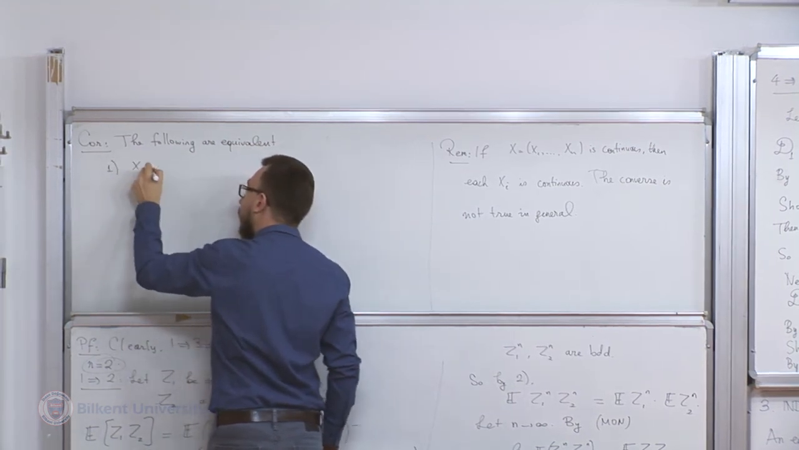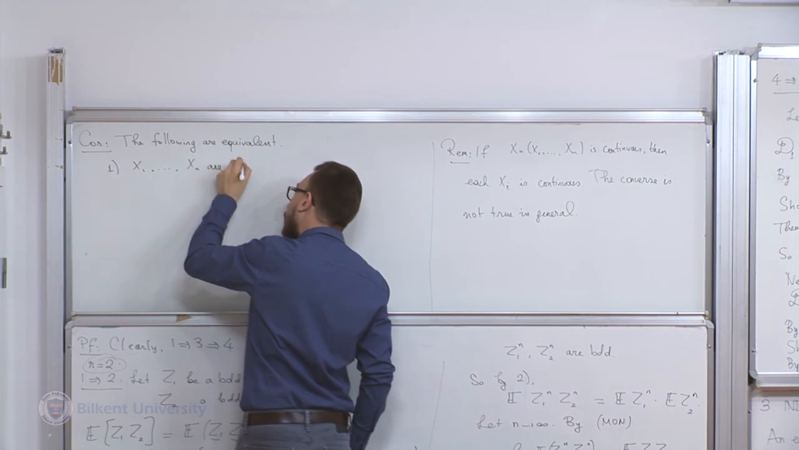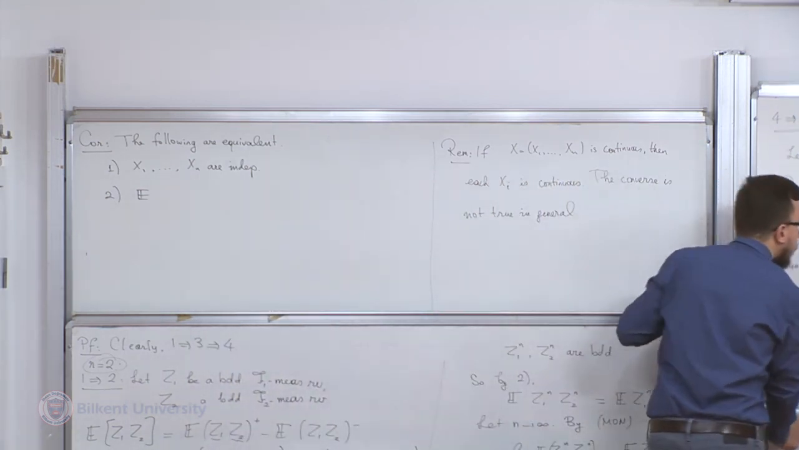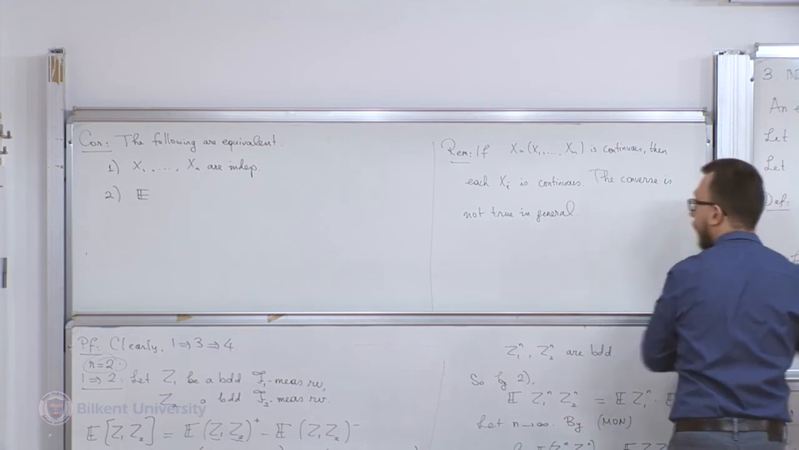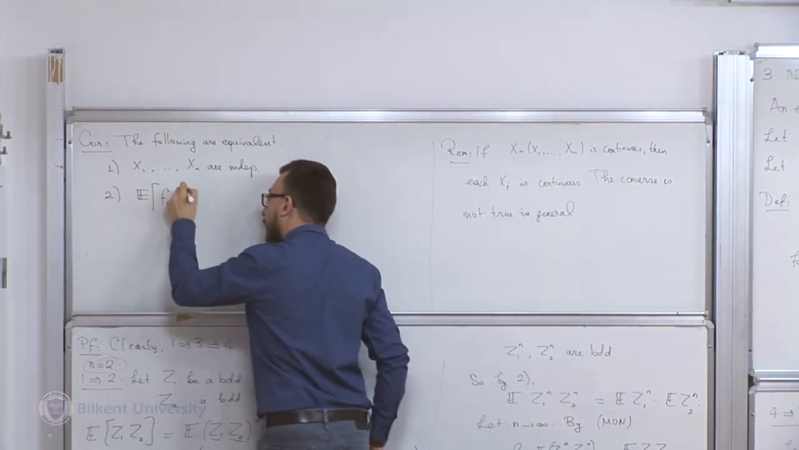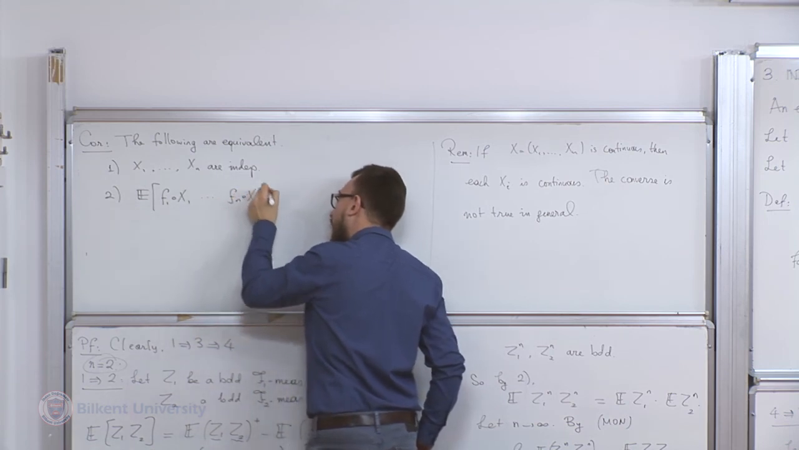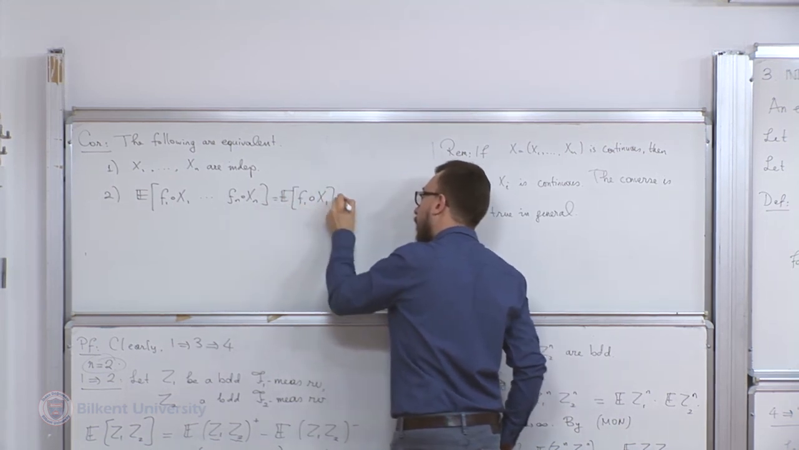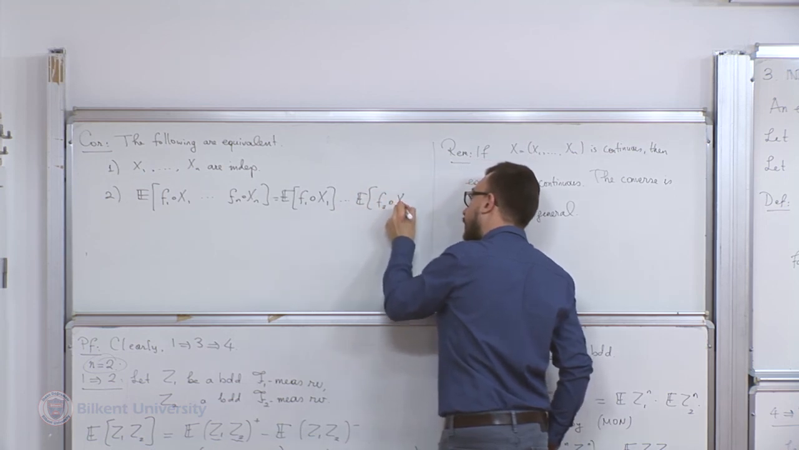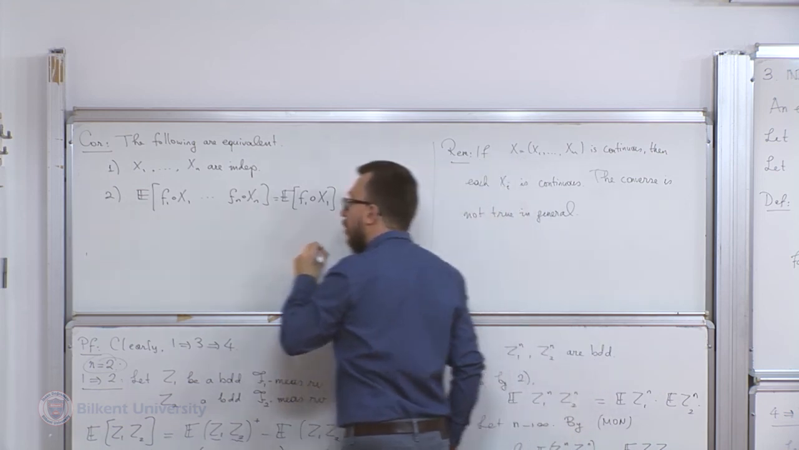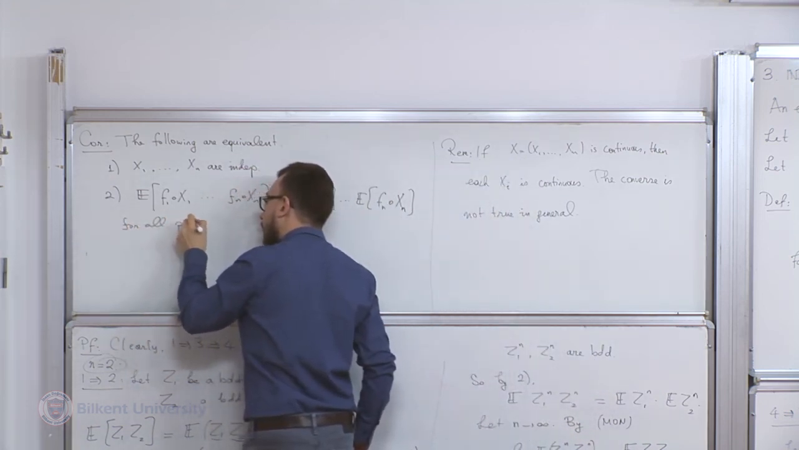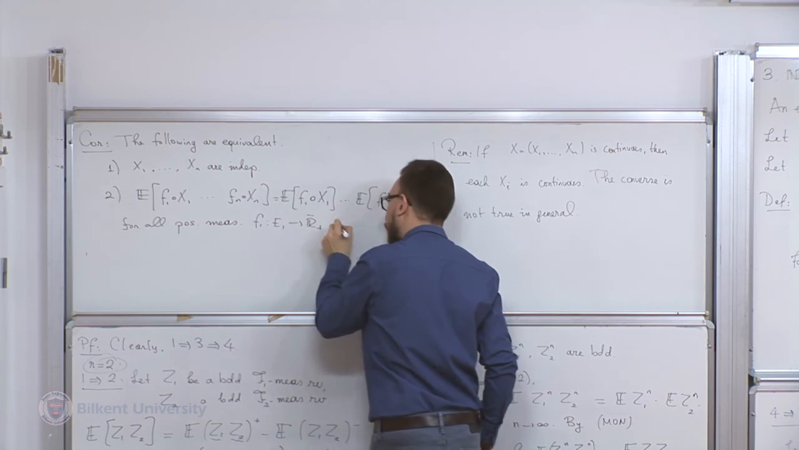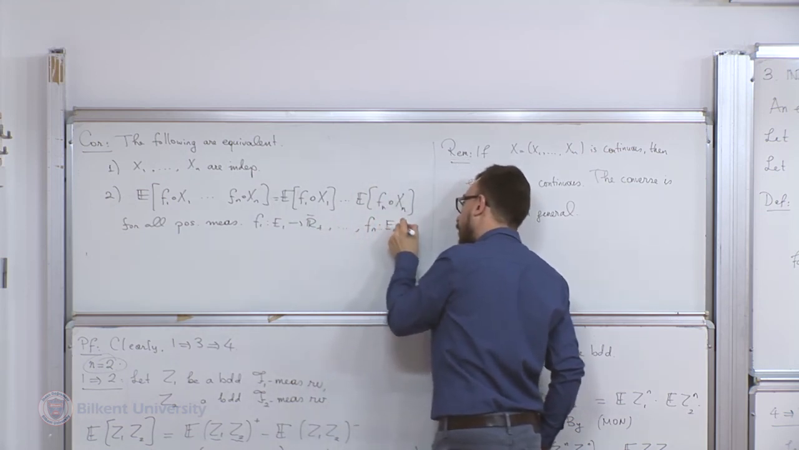So number one is x1 to xn are independent. Number two is, so now I'm going to write down the definition of independence in this way: the expected value of F1 applied to x1 times ... Fn applied to xn equals the product of the expected values of F1 applied to x1, F2 applied to x2, up to Fn applied to xn, for all positive measurable F1 from E1 to R bar plus, and Fn from En to R bar plus.